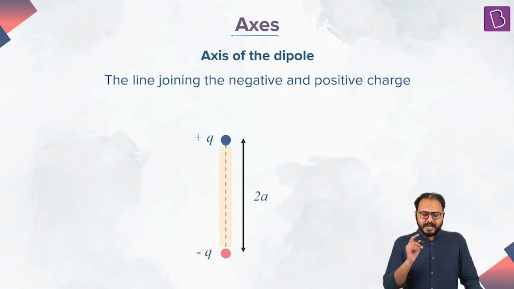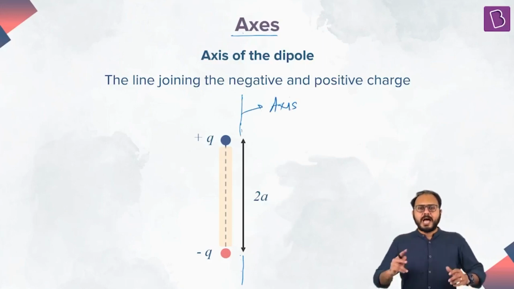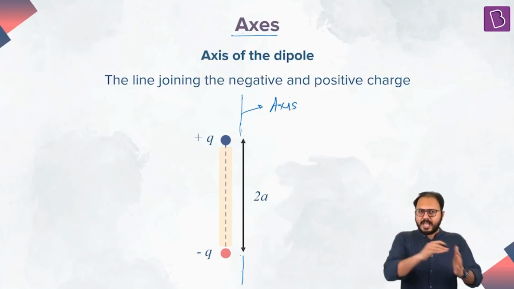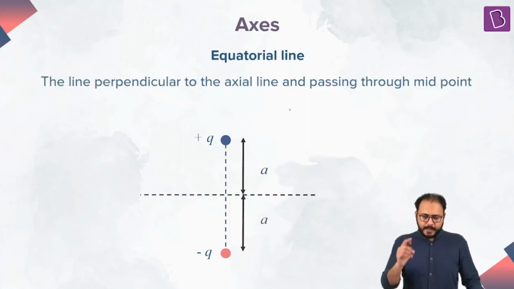Axis of the dipole. The line joining the negative and positive charge is called the axis of the dipole. Means, if I produce this line, this line will be called as axis of the dipole. So from now on, if somebody uses just the word axis, we should know we are talking about the line joining the charges. Okay?